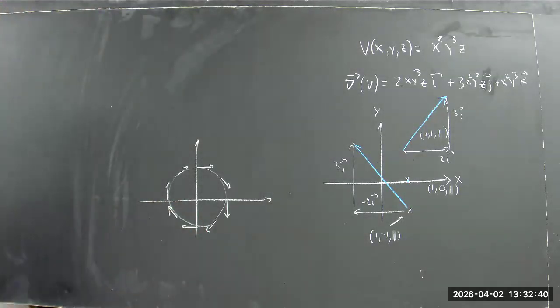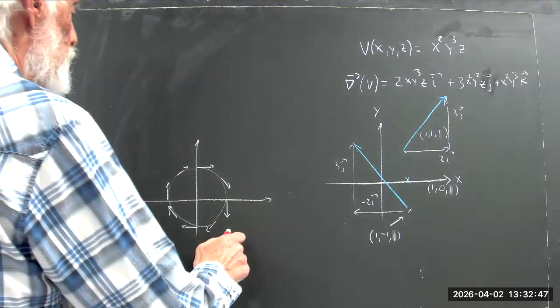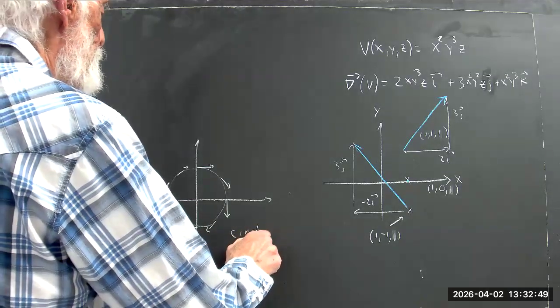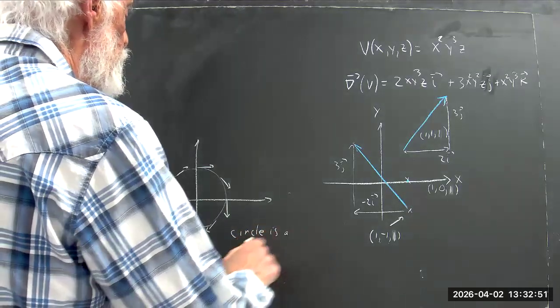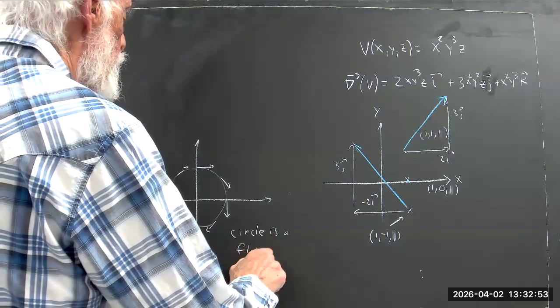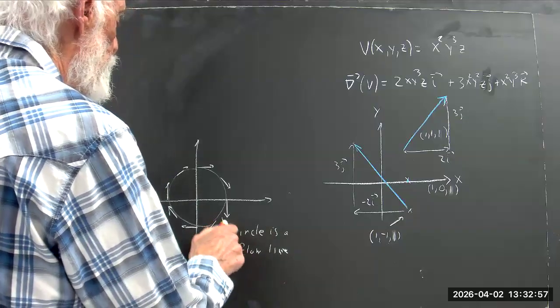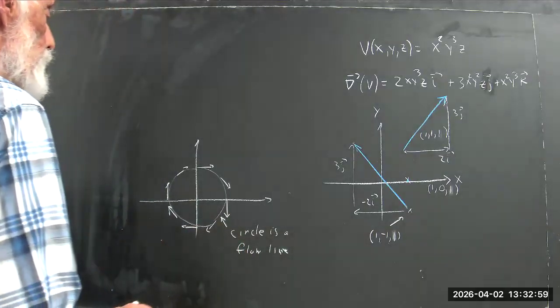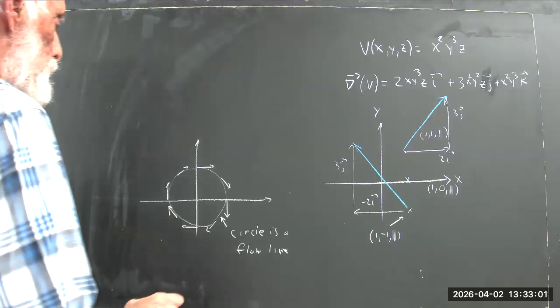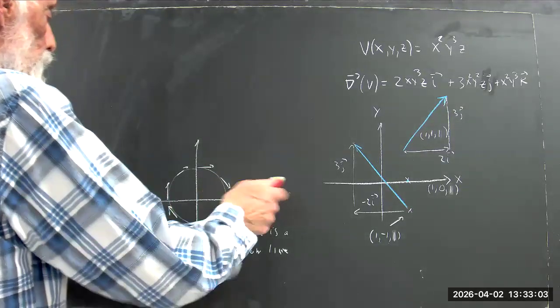We're seeing that, just talking about circulation and divergence. The circle is a flow line, and these are vectors.